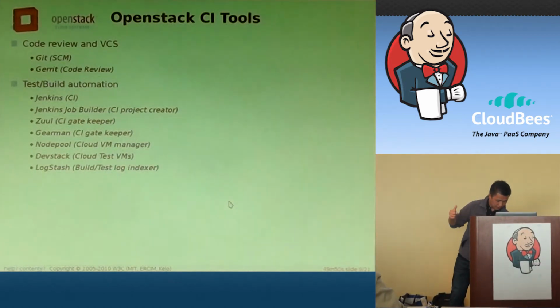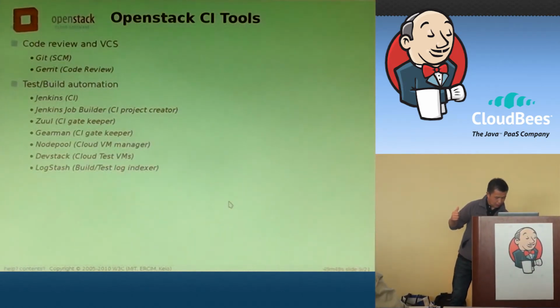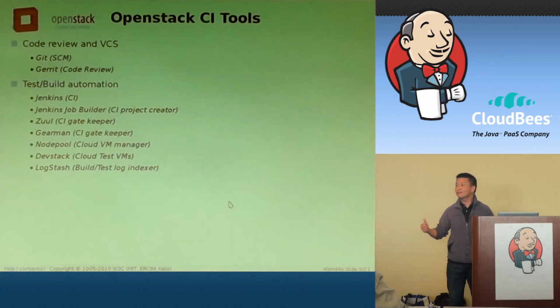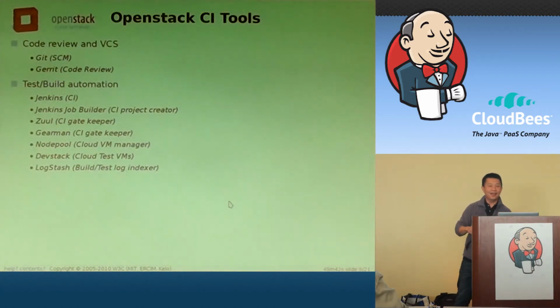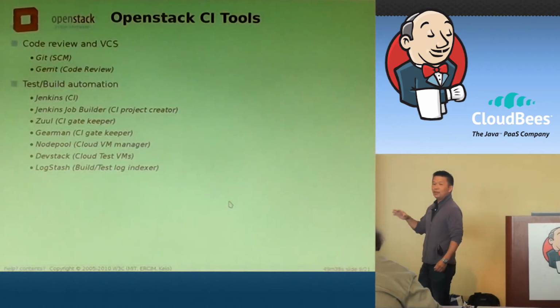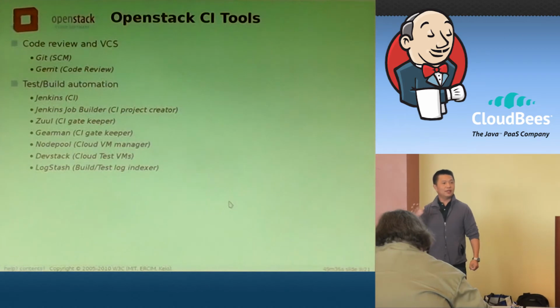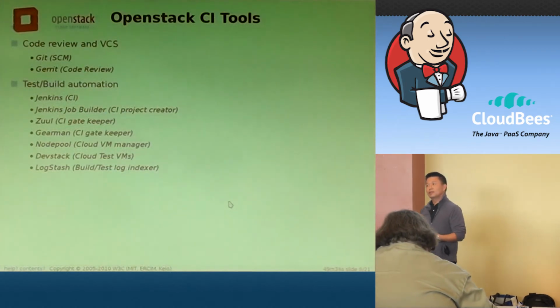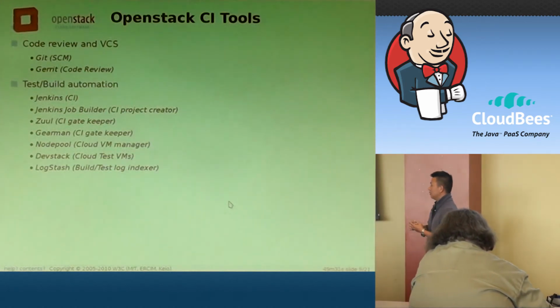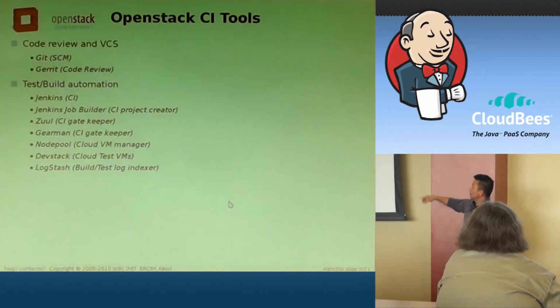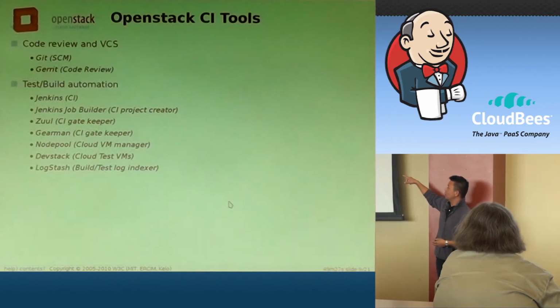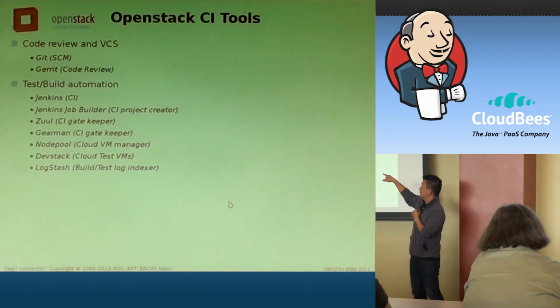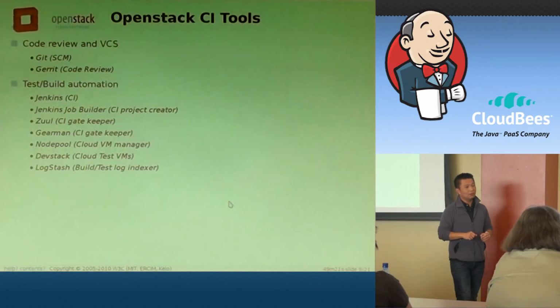Did anybody see the mobile application lifecycle? Yeah, that was actually cool, because we actually use that lifecycle. So we have Git, Gerrit, Jenkins, but we add another thing called Zuul, as you'll see here, and that's very important.